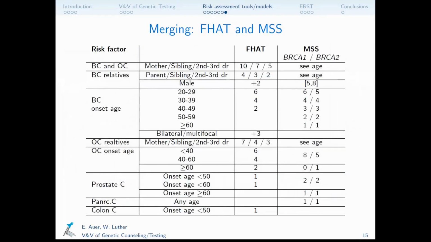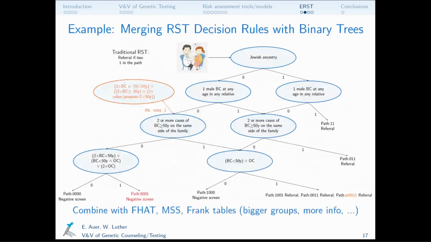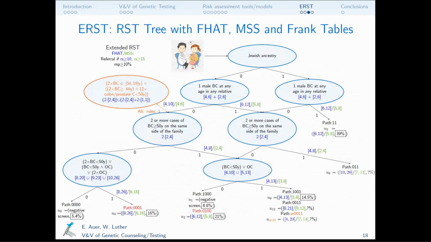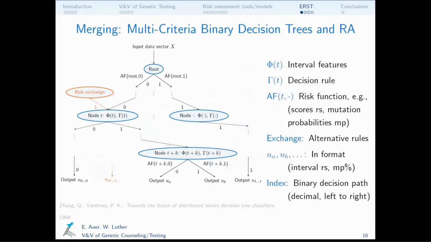Yes, the next kind of merging that we can do is between family history assessment tool and Manchester scoring system. I'm not going to go into details here. This table is just for reference if you want to understand how we obtain the scores shown on this slide where we present our extended referral screening tool. This is actually our next possibility for merging.